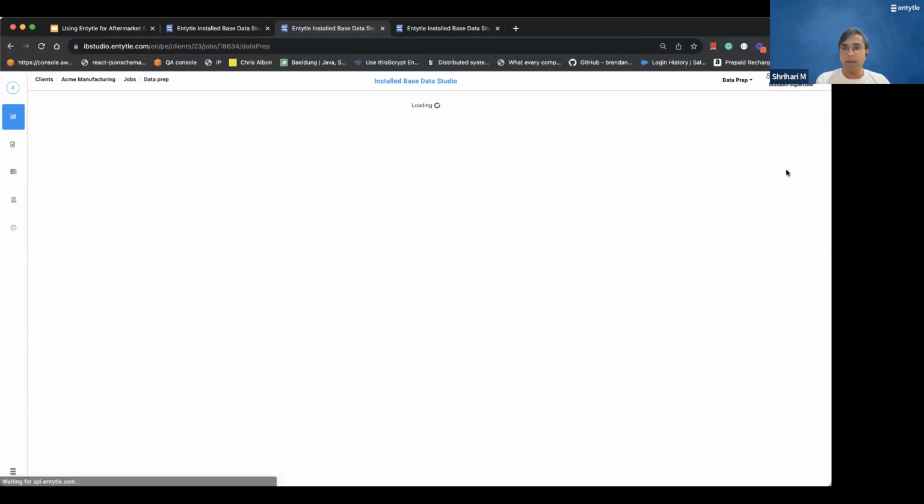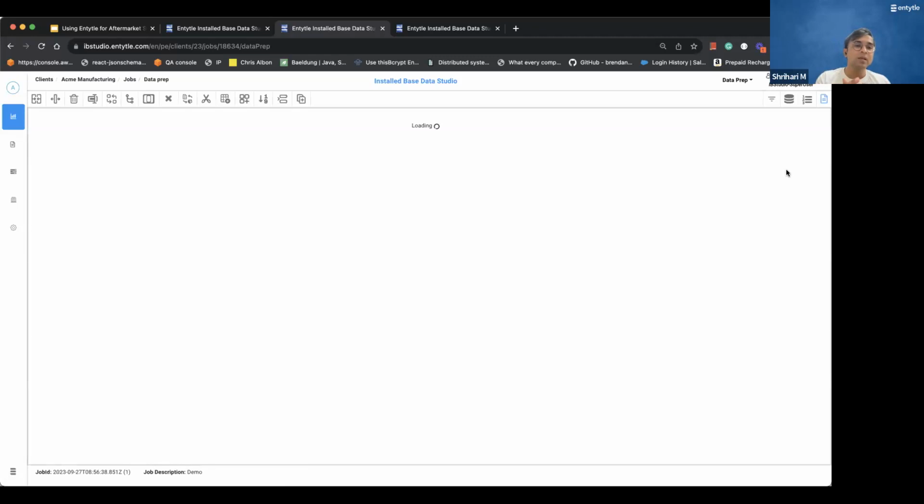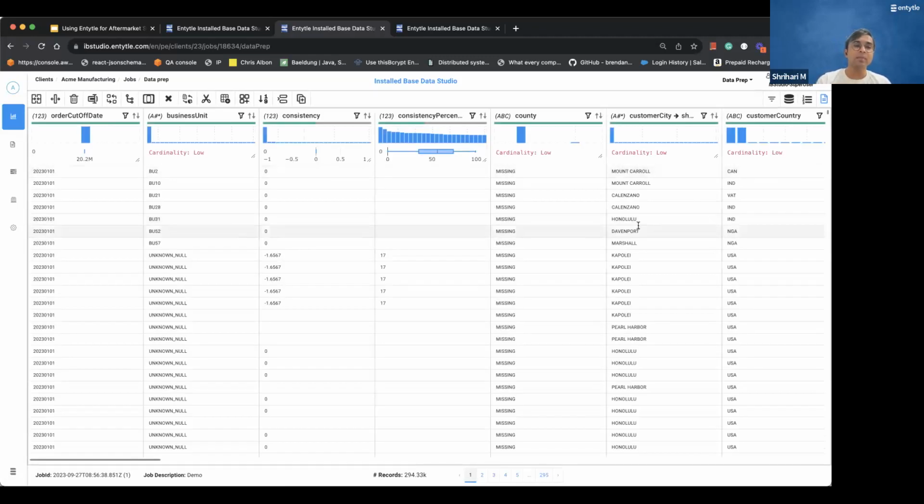So I know we are short of time, but I'll just focus on the data prep piece of it initially, because this is where we would see most of the action happening. Because if we don't get this right, the entire pipeline would go wrong, right?